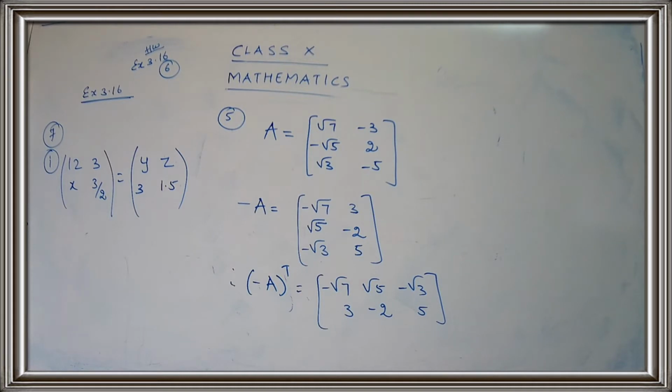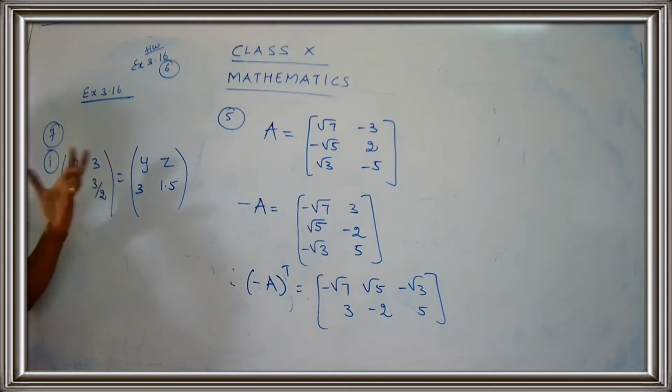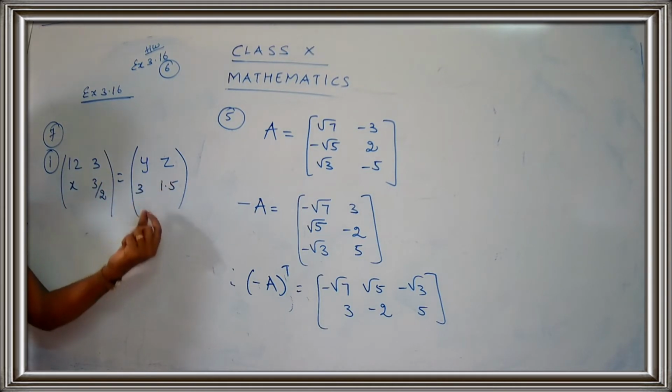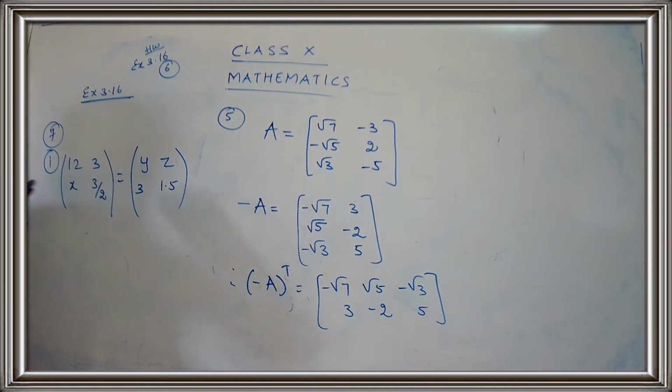So 1, 2, 3, X, 3 by 2, Y, Z, 3, 1.5. Okay, so let us use the property for equal matrices, because the question is to find the values of X, Y and Z. Yes, children. See here, this is a 2 by 2 matrix. This is a 2 by 2 matrix. So we are going to find the answer from the matrix.